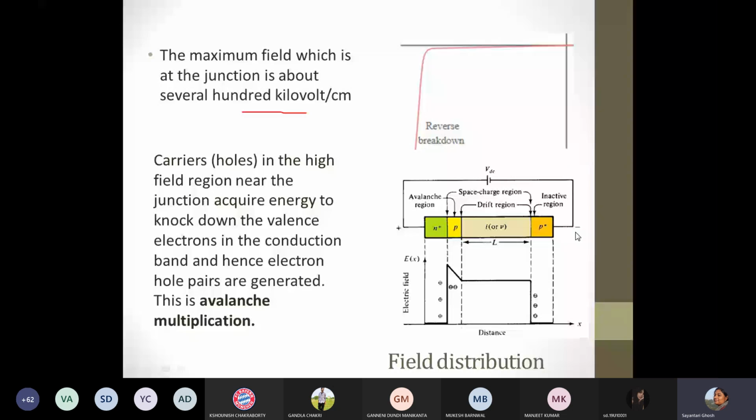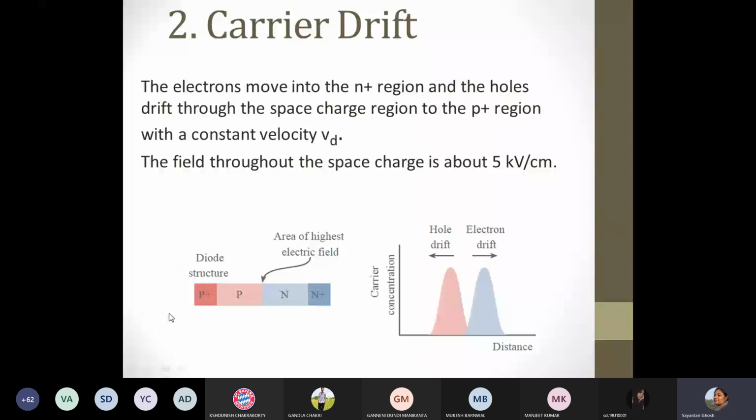So electrons will immediately reach the N plus type region, and they will be done. They don't have to travel much. But the holes have to travel a long path throughout this entire length, and that is going to take some time. So this is the carrier drift, when the holes travel this long path through either the P or intrinsic type semiconductor.